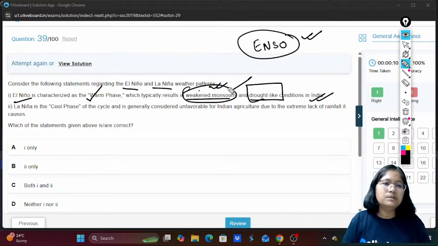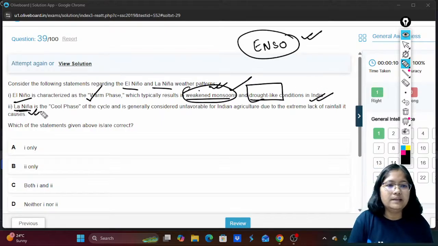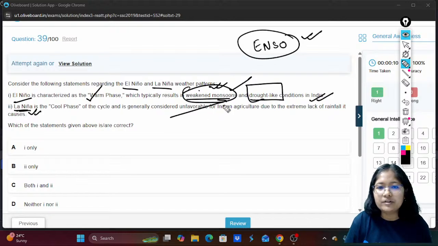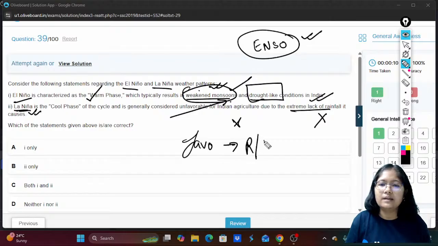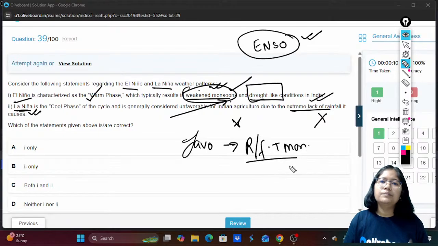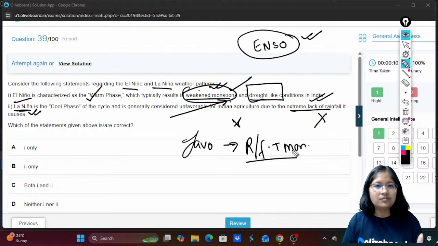Number 1. Number 2, what about La Nina? La Nina is the cool phase of the cycle and is generally considered unfavorable for Indian agriculture. No, it is considered as favorable for Indian agriculture, and not because of extreme lack of rainfall. No, because of this there is rainfall. It supports the monsoon, there will be rainfall, it is good for crop yield, it will give the farmers better crop yield, so it is beneficial for the farmer.